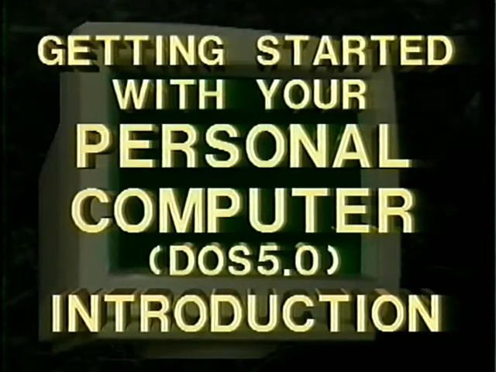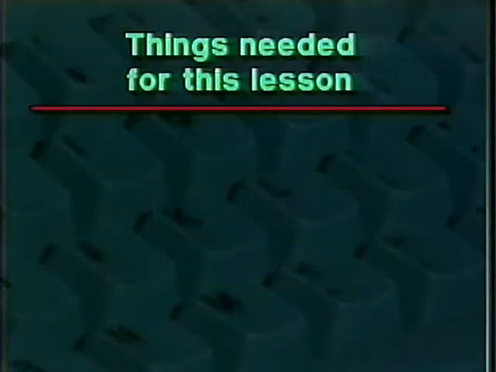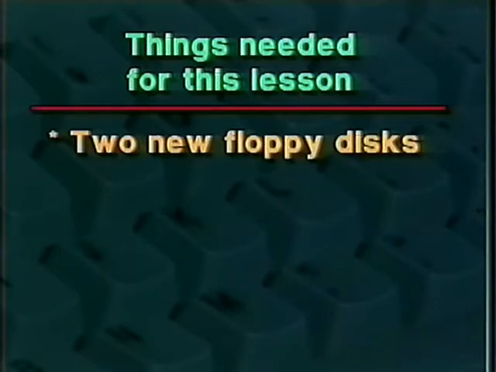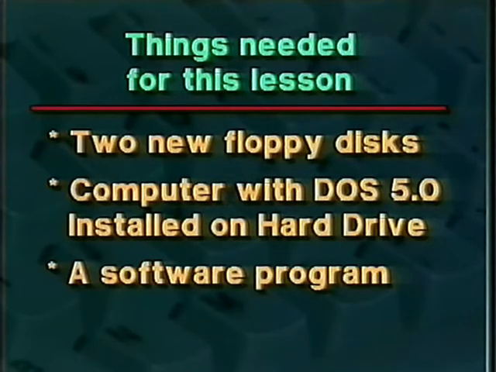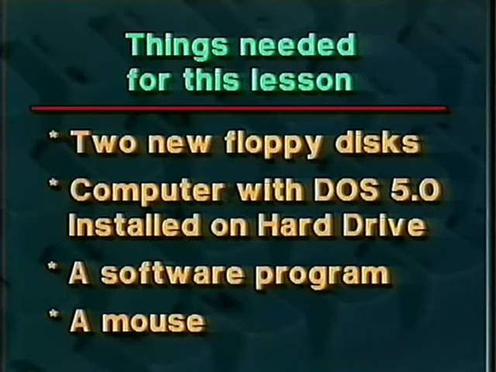Welcome to my tape on getting started with your personal computer for people using DOS 5.0 or higher. For this lesson, you'll need a few things. Two new 5 1/4 or 3 1/2 inch floppy disks. We assume you have a computer with at least one floppy disk drive and a hard drive with DOS 5.0 or higher installed, and some kind of software program like a word processor already installed. We also assume you have a mouse.